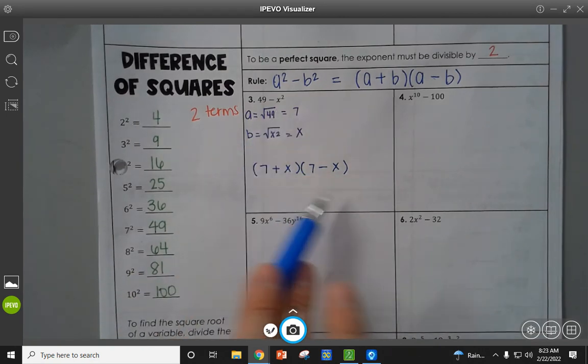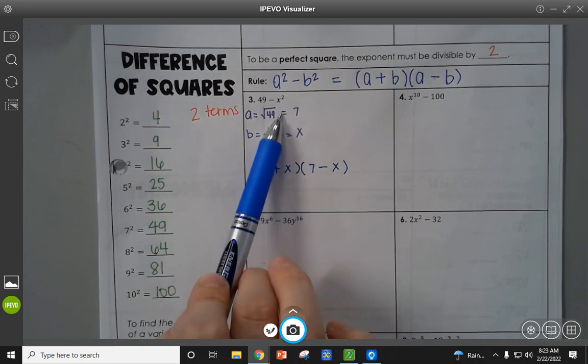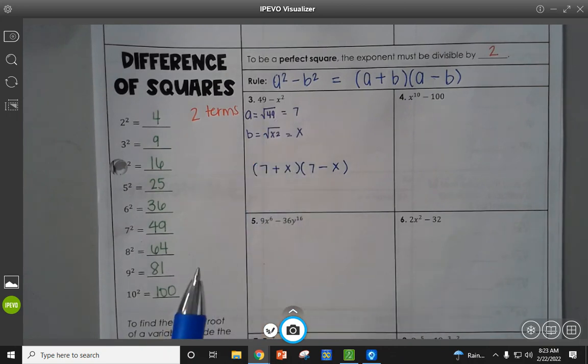You have to keep it in this same order. You don't put the x first. Put the 7 first.